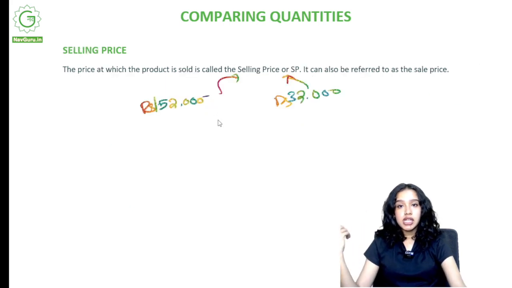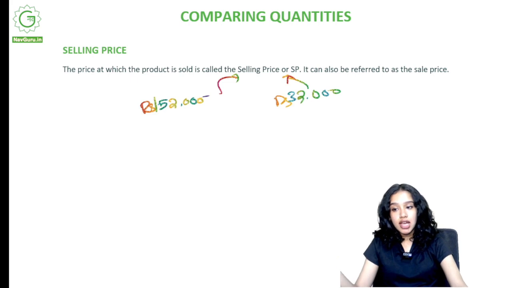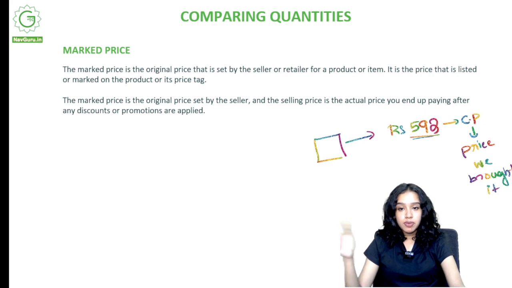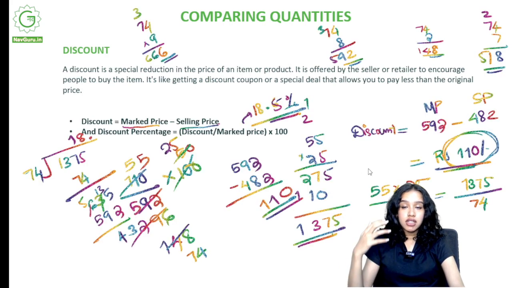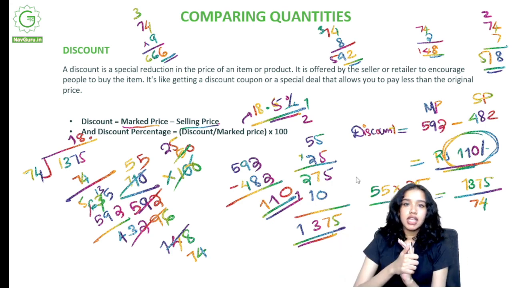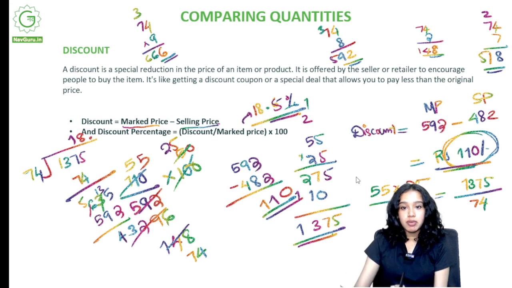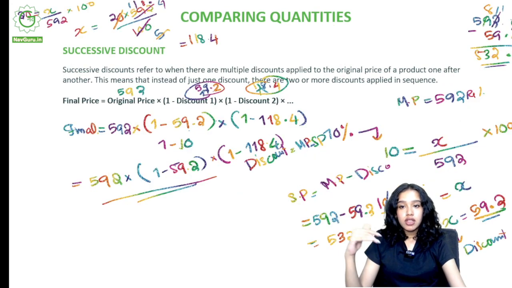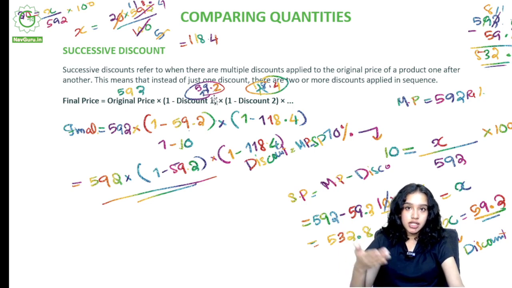Now, the selling price was the price which the item was sold for, and the marked price was the price fixed by the seller, or the price on the price tag. Now, the discount is a special reduction in the price of an item. The discount is calculated by subtracting the selling price from the marked price, and the discount percentage is calculated by dividing the discount by the marked price and multiplying by 100.